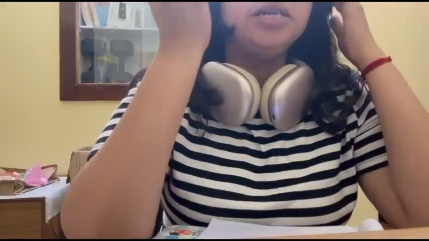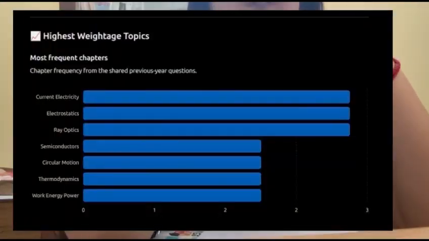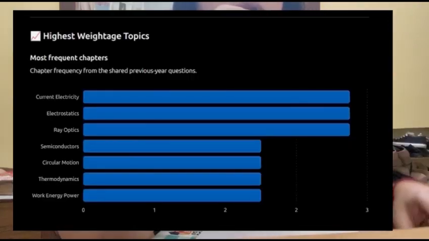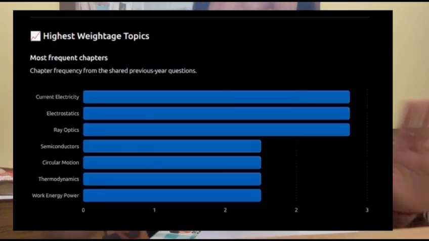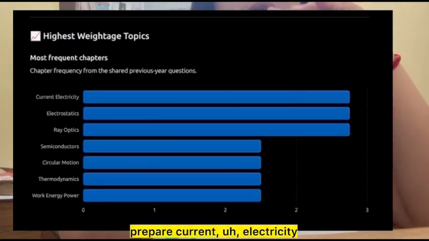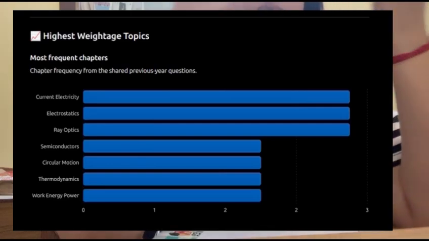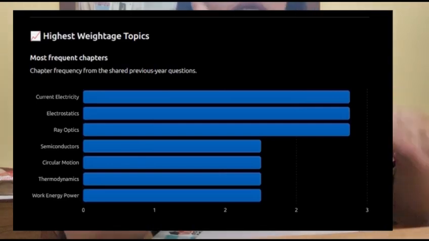After this I saw which are the chapters from which questions have come repetitively. I saw that current electricity in both of the shifts had a higher number of questions. Questions were coming from internal resistance, parallel combination, conductivity, resistance, and Ohm's law. So if you prepare current electricity, this will give you many marks.